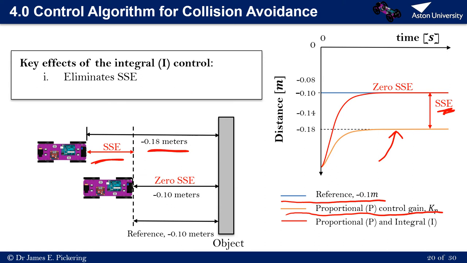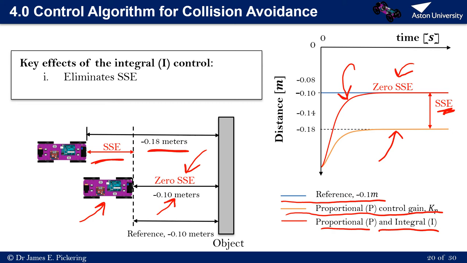So if we introduce a proportional and an integral, what you'll notice on the graph now, with this red line here, don't get confused with my line, is that the robot matches the distance. So the distance as it's increasing while traveling now ends up matching the reference. So we have effectively zero steady state error. And you can see this again, the robot here, and the value there that we've measured, and again, zero steady state error. So the key effect of the integral control is it eliminates steady state error.